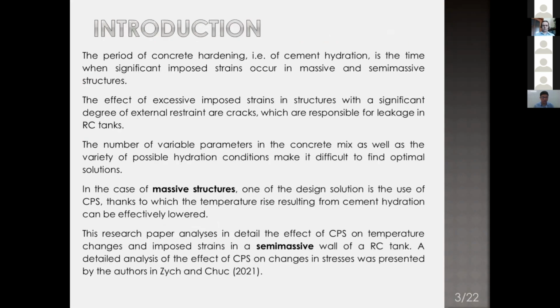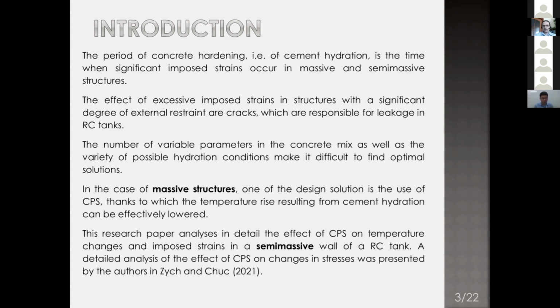As everyone knows, the period of concrete hardening, i.e. of cement hydration, is the time when significant imposed strains occur in massive and semi-massive structures. And in the case of massive structures, for instance in reinforced concrete tanks, you have the biggest problem with water tightness, because the cracks cause leakage. And in these cases, we need to limit the crack width up to 0.1 millimeter.